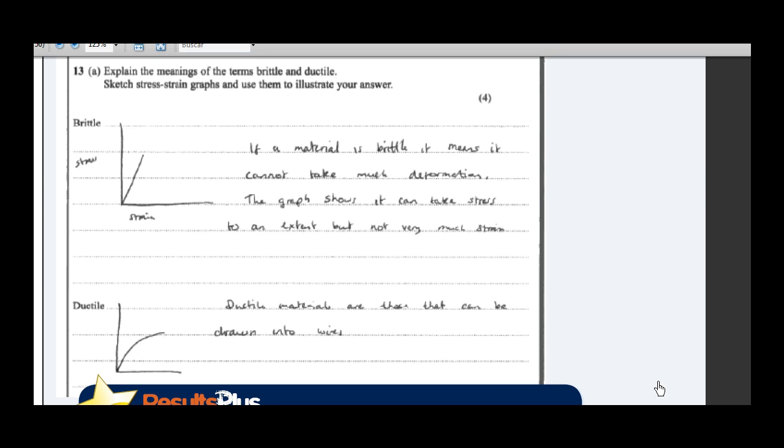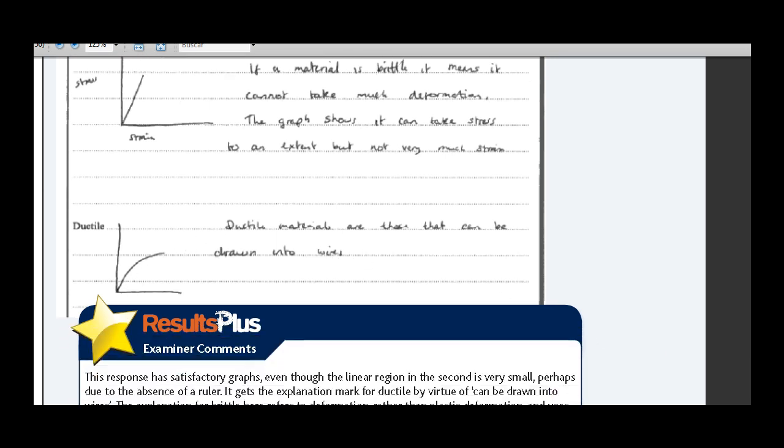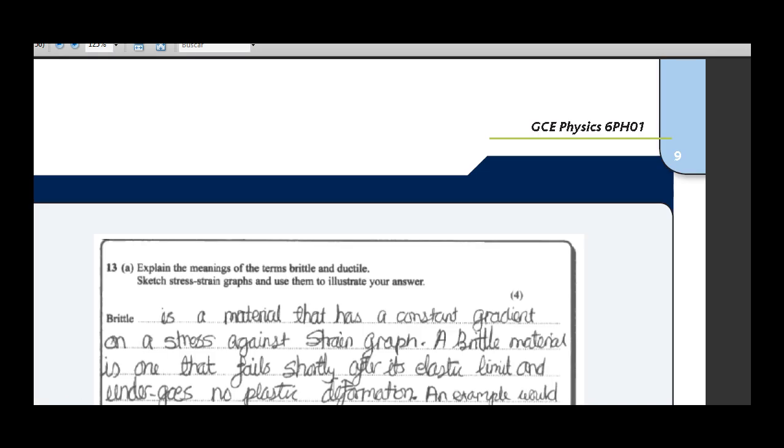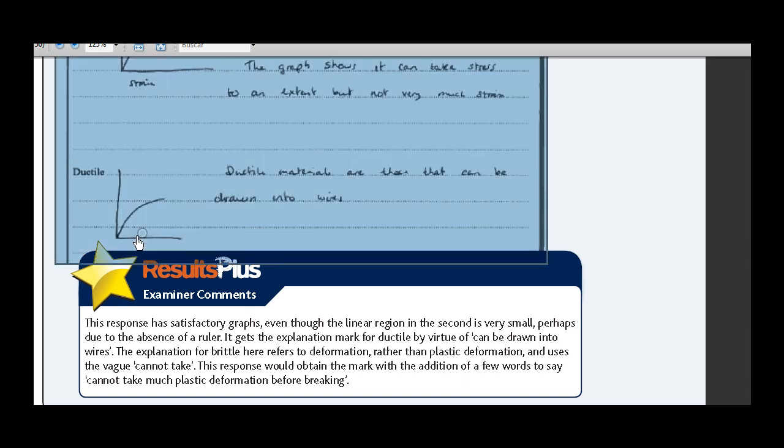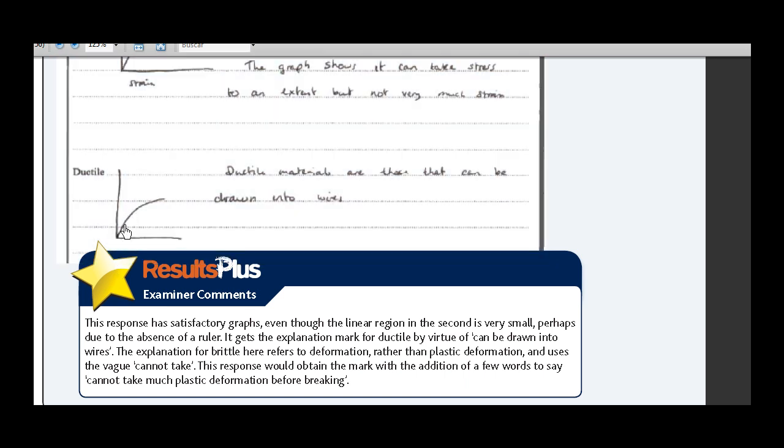So let's see what the examiner says about this first. It says the response has satisfactory graphs, even though the linear region in the second graph is very small, so it should be straight for a longer time and then bend over. But he says that it's probably due to the absence of a ruler, so interesting that they write this down. It says it gets the explanation mark for ductile by virtue of can be drawn into wires, so that gave him the mark for this one.